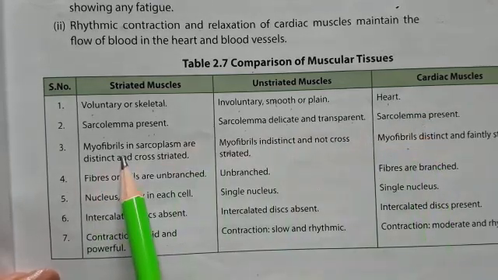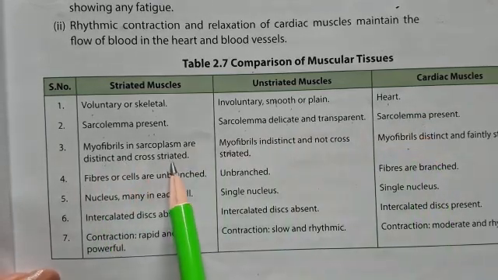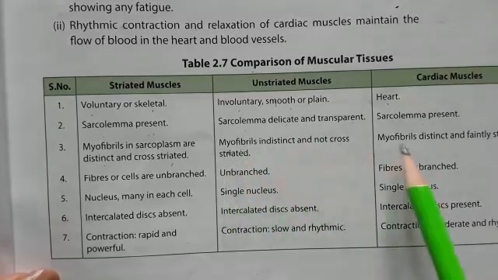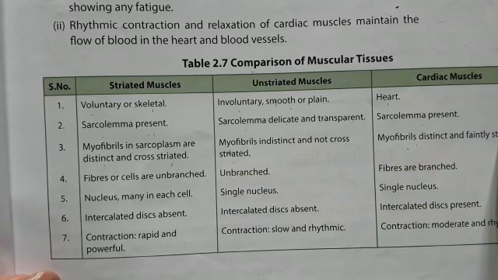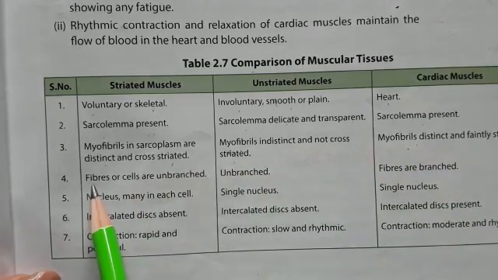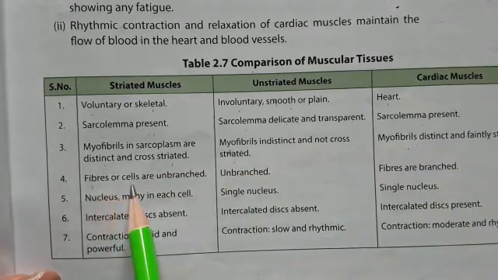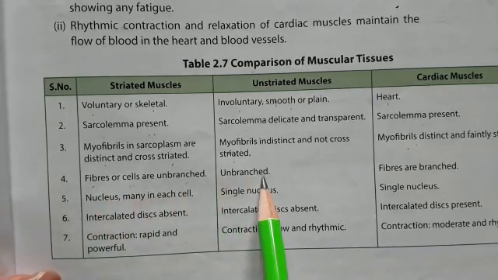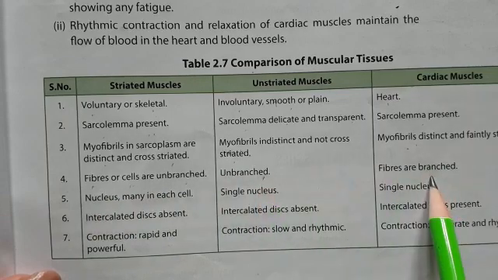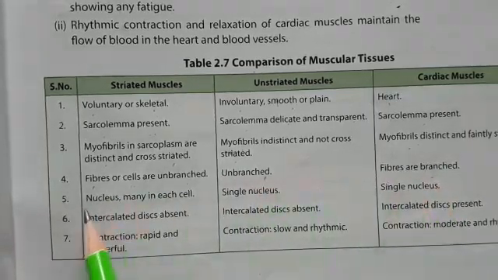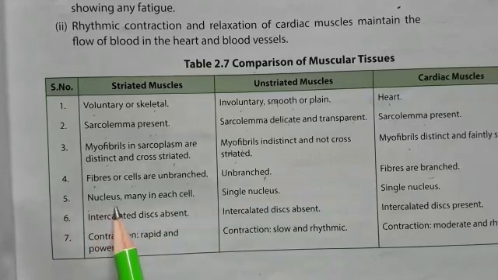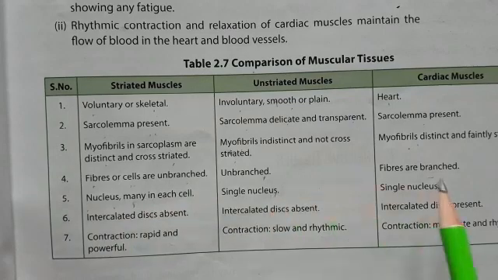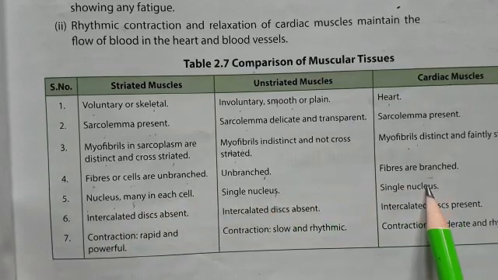The myofibrils are distinct and have striations. Here myofibrils do not show striations. Here myofibrils show striations. Okay. We see in striated, the muscle cells or fibers are unbranched. Here also in unstriated, they are spindle shaped and unbranched, but here the fibers are branched. In this one, they have many nuclei, that is multinucleated. Unstriated have a single nucleus, and cardiac have a single nucleus.